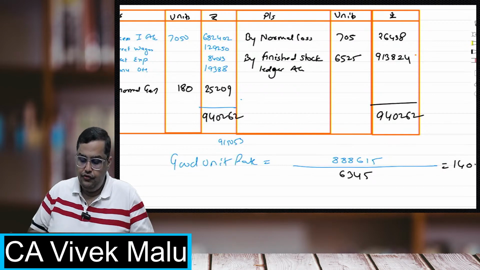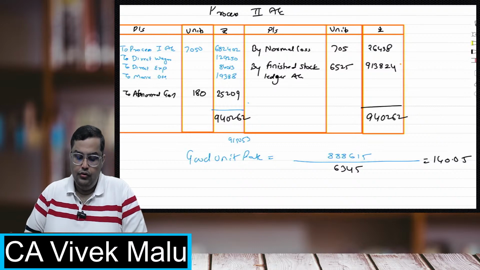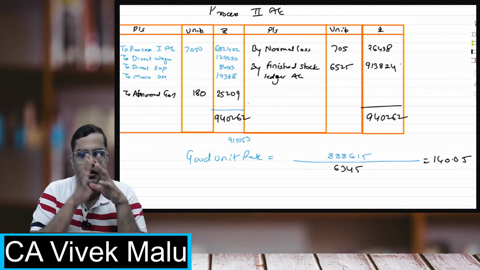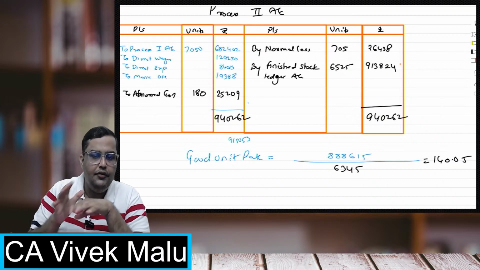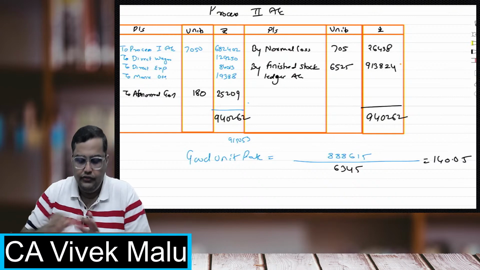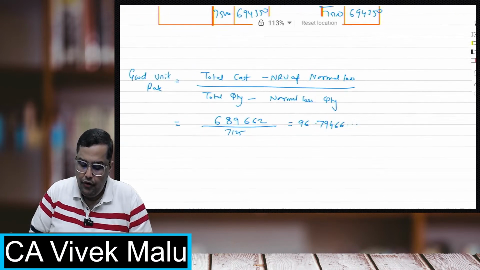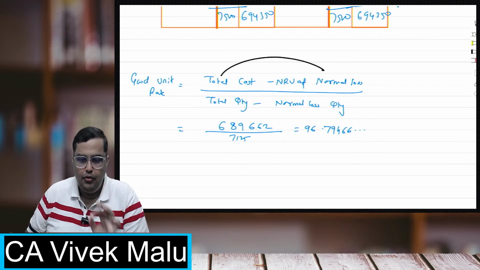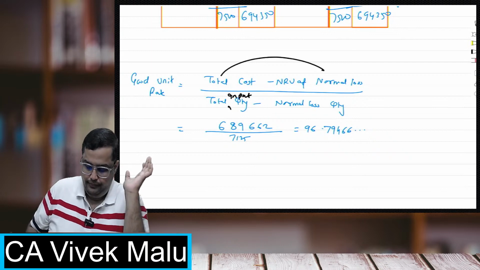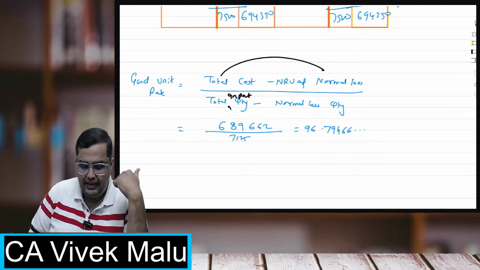Students, have you understood how we have solved this? Process 2 also we did the same thing more or less. We first filled in all the expenses, then we made an analysis of the quantities, and after putting the quantities, we measured the normal losses at the scrap value, reduced it from the total cost, and applied the good unit rate. I'll repeat the formula: total cost minus NRV of the normal loss, upon total input quantity minus normal loss quantity. I hope it is clear for everyone. If you are having any difficulties, please ask.